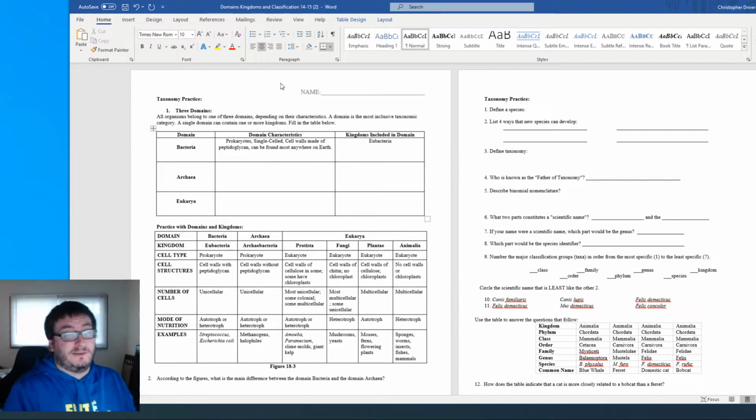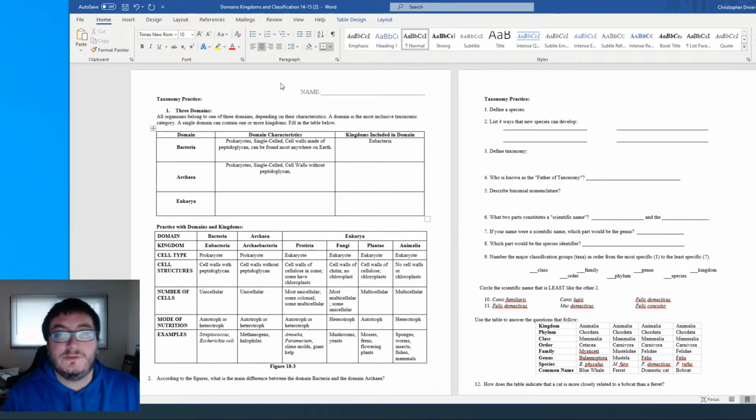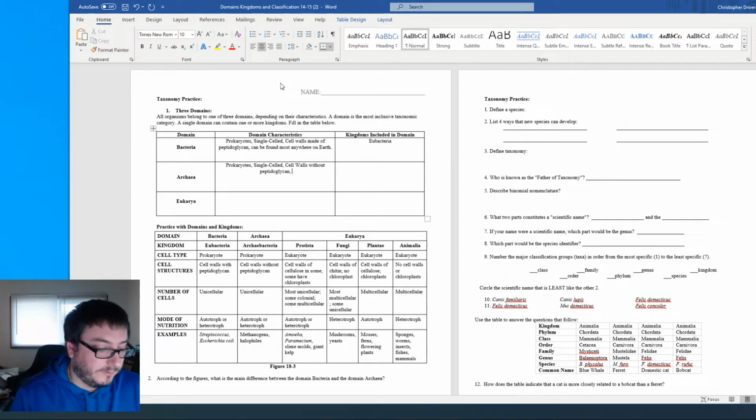Our second one, the archaeobacteria, is going to look very similar to bacteria, mainly because they have very similar characteristics. So archaeobacteria, they are prokaryotes. Once again, prokaryote and single-celled go hand in hand, so they're also single-celled. They have cell walls, but they aren't made of peptidoglycan. And the interesting thing about these is that they are found in extreme environments. They're extremophiles. So they live in extreme environments. Now, there's also just one kingdom here. That is archaeobacteria.